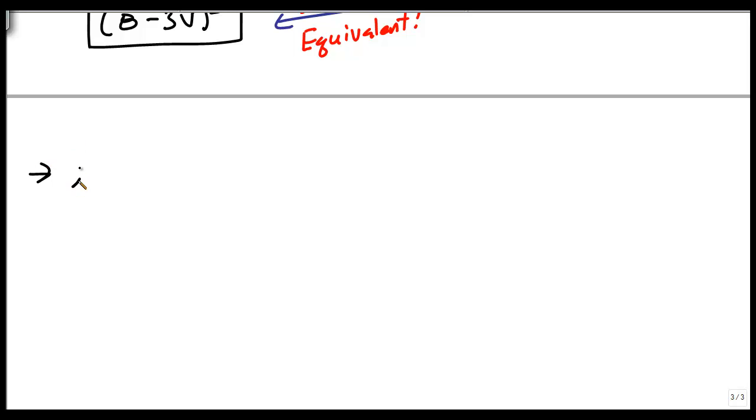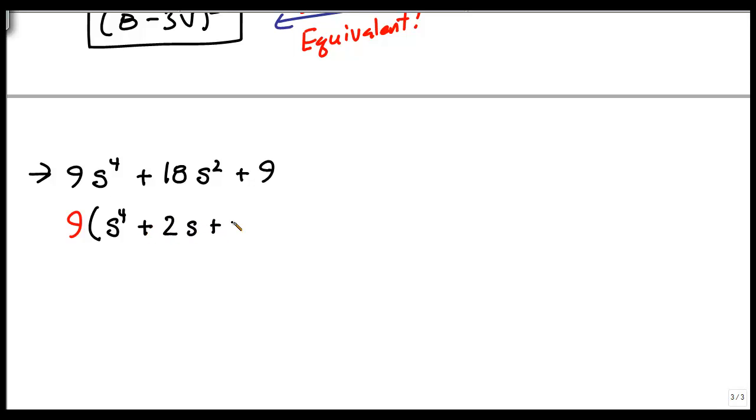Let's look at 9s to the 4th plus 18s squared plus 9. Right off the bat, I see a nice little GCF here, so I'm going to pull out that 9: s to the 4th plus 2s squared plus 1. Sorry, this is a squared here. I'm just copying it down.